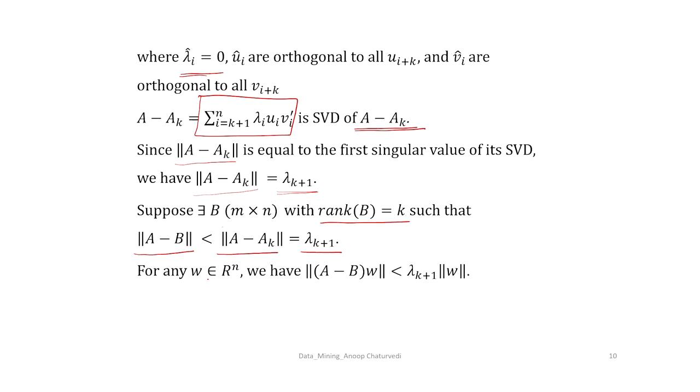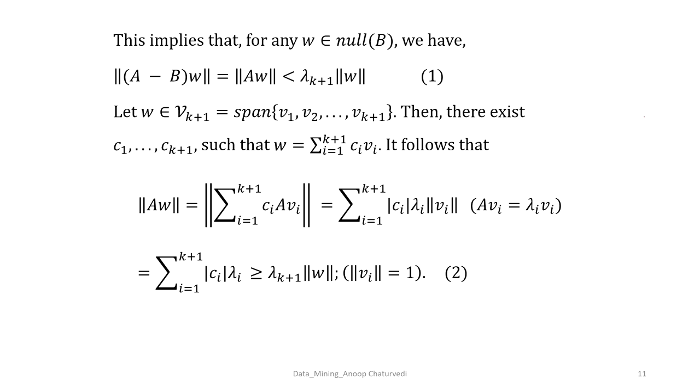Then for any W belonging to Rn, we have norm of (A minus B) W less than lambda k norm of W. Now, this implies that for any W belonging to the null space of B, we have norm of (A minus B) W equal to norm of A W, because since W belongs to the null space of B, we get B W equal to 0.